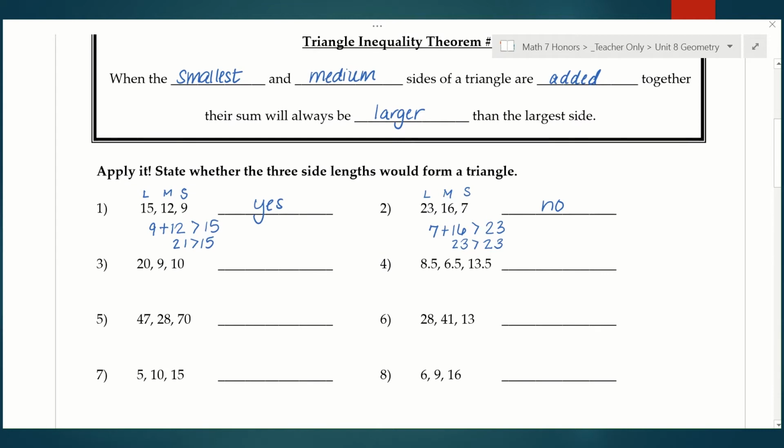Okay, so for this next one, I'm going to add the smallest plus the medium and see if it's greater than the large. 19 is not greater than 20, so this is a no. Number 4, the small plus the medium has to be greater than the largest. 6.5 plus 8.5 is 15, which is greater than 13.5, so that would create a triangle.